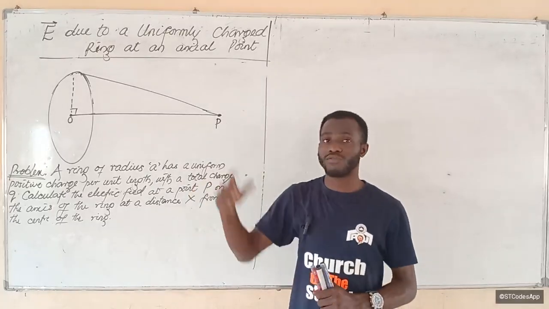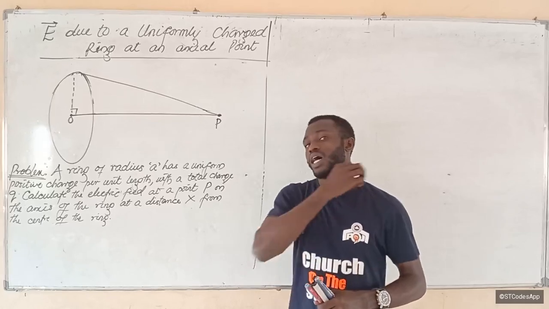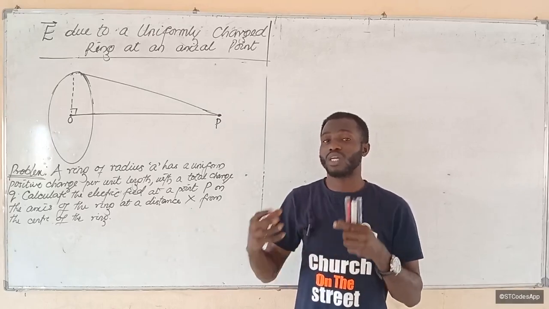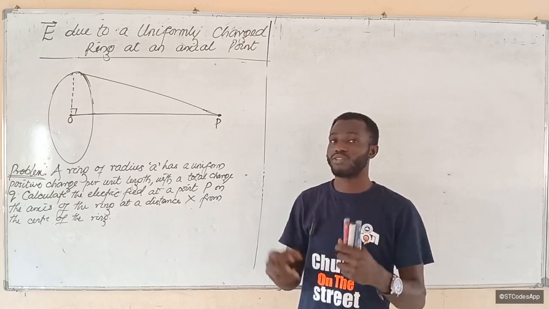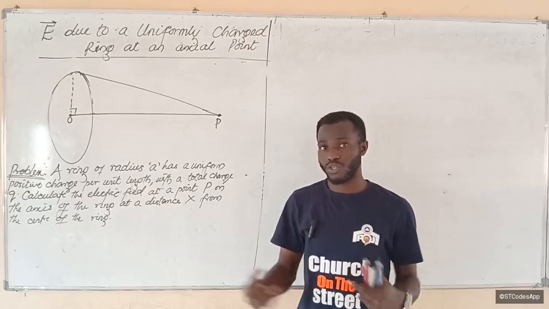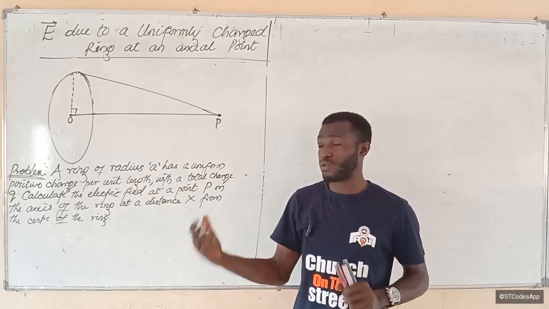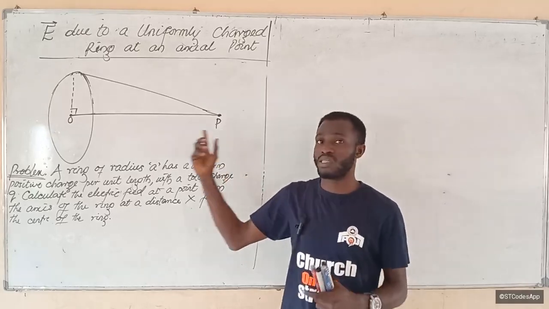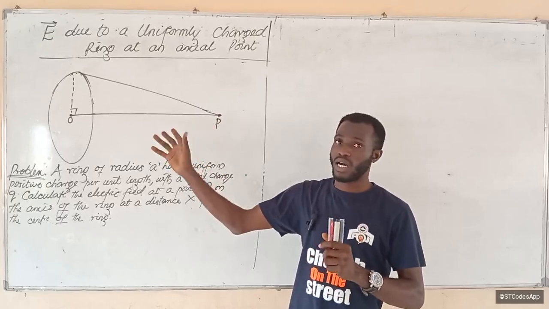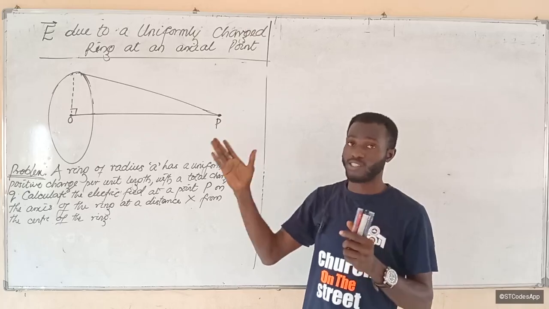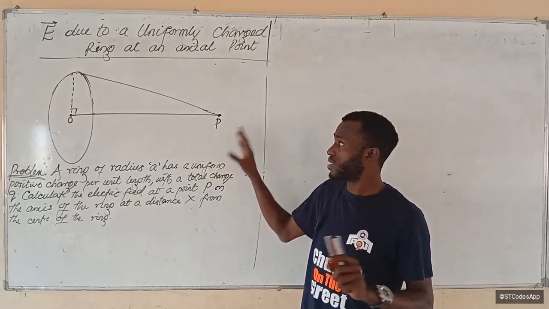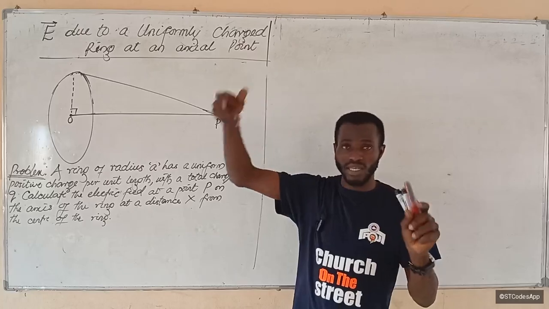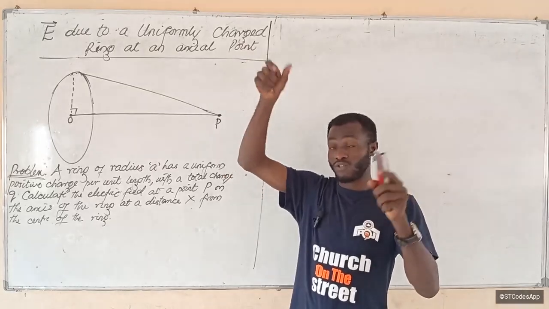Let us now consider the electric field due to a uniformly charged ring at an axial point. We have already seen how charges can be distributed on a straight line and the electric field at a point due to the distribution of charges on that straight line. Now we want to see, if charges were distributed around the ring, what is the electric field at a point P, which is on the axis of the ring, and how we can find the electric field due to a small element of charge on the ring.